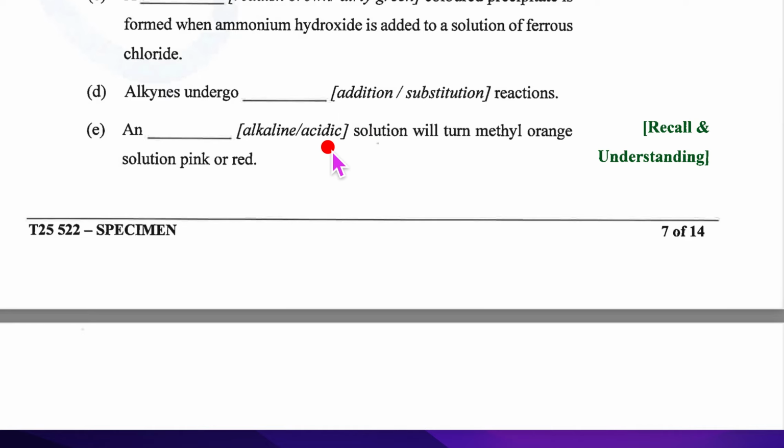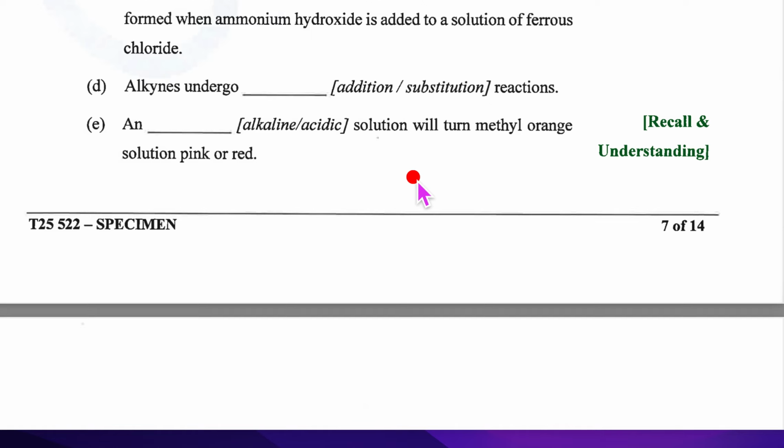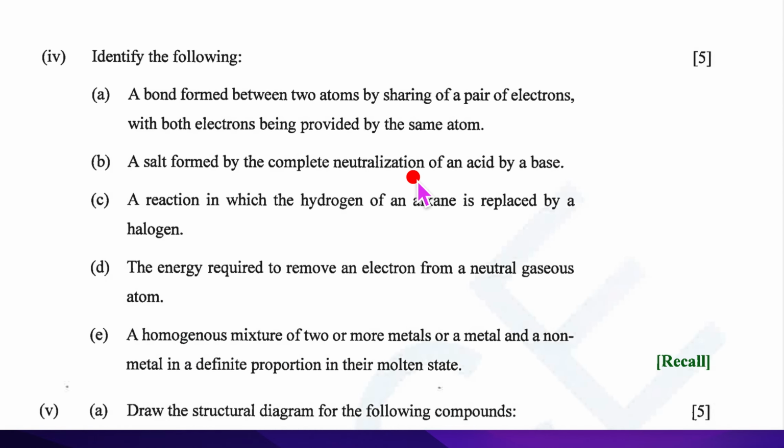And alkaline or acidic solution will turn methyl orange from pink to red. Remember, it is orange to pink to yellow. That is the change in color. So if it is going pink, then it is acidic solution. You have to know the color change of all indicators well, know it by heart.